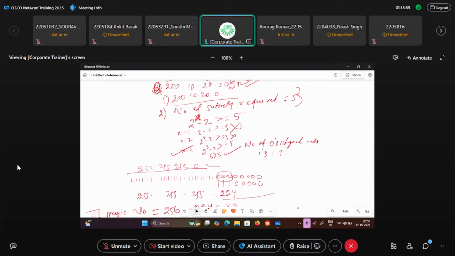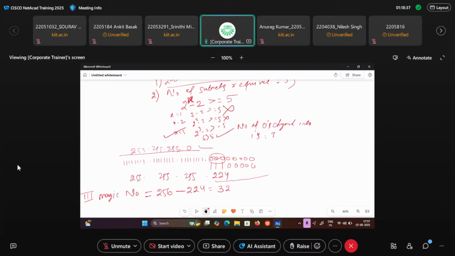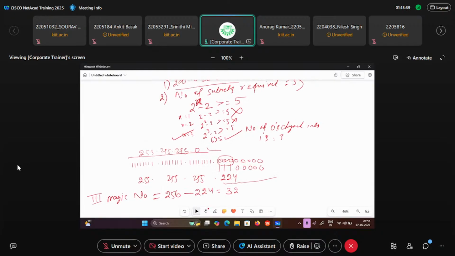Okay. So accordingly, I have calculated the value of n or x. You can say that 2 raised to the power x minus 2 should be greater than or equal to 5. So what is the x value? If you use 1, you'll get 2. 2 raised to the power 1 is 2, 2 minus 2 is 0, which is not greater than or equal to 5. If you use 2, you'll get 4 minus 2, which is 2, not greater than or equal to 5. So you cannot take these values.